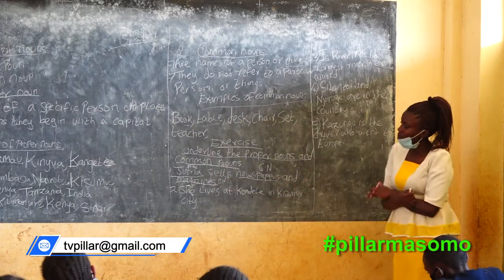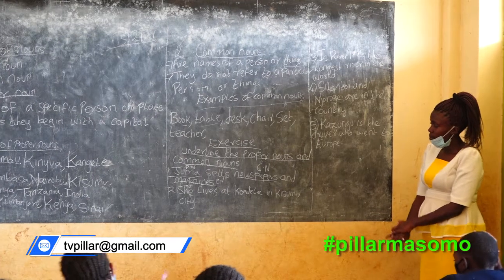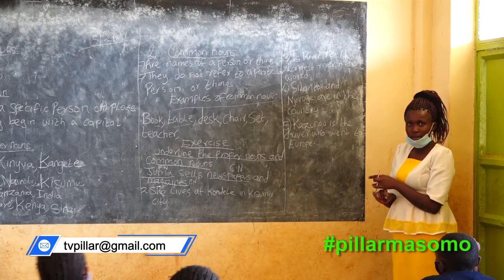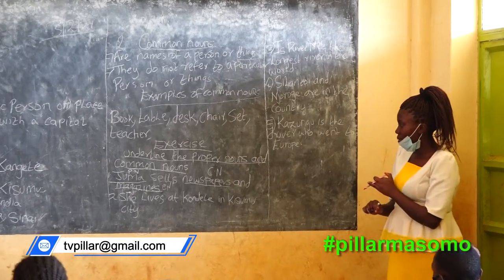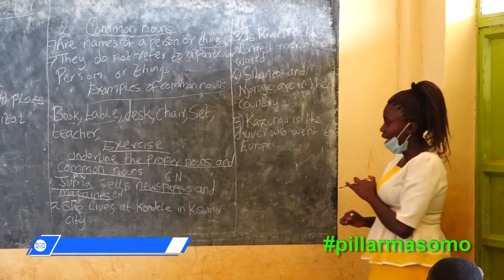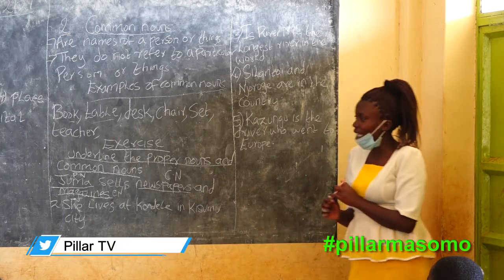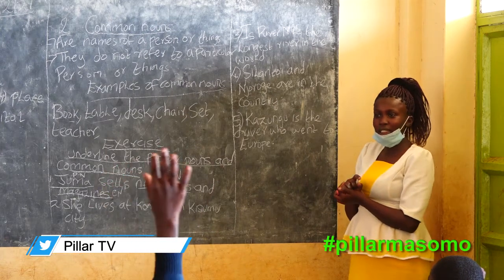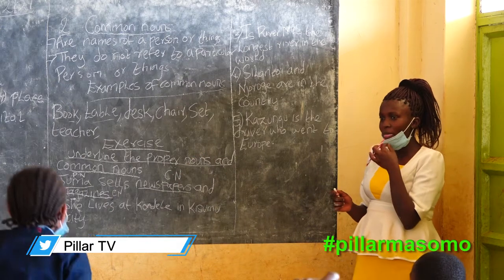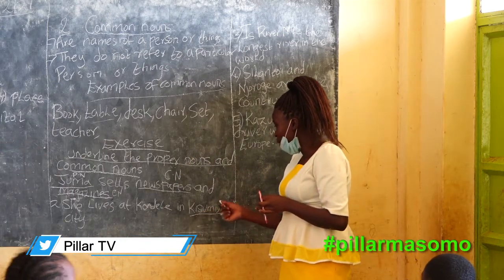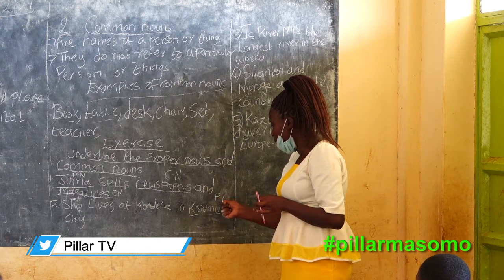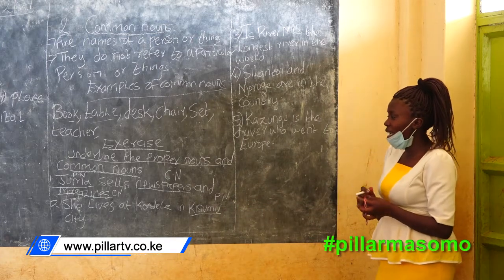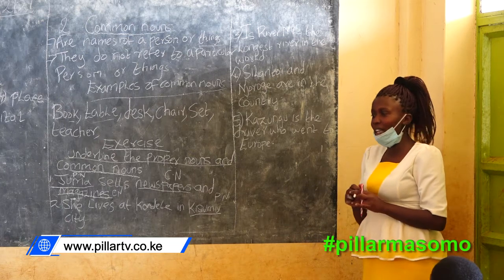Next question. She lives at Kisumu City. In that sentence, do we have proper nouns? Yes. Which is the proper noun? Kisumu. Because Kisumu is the name of a city, or a place. Do we have another proper noun? Which other proper noun?